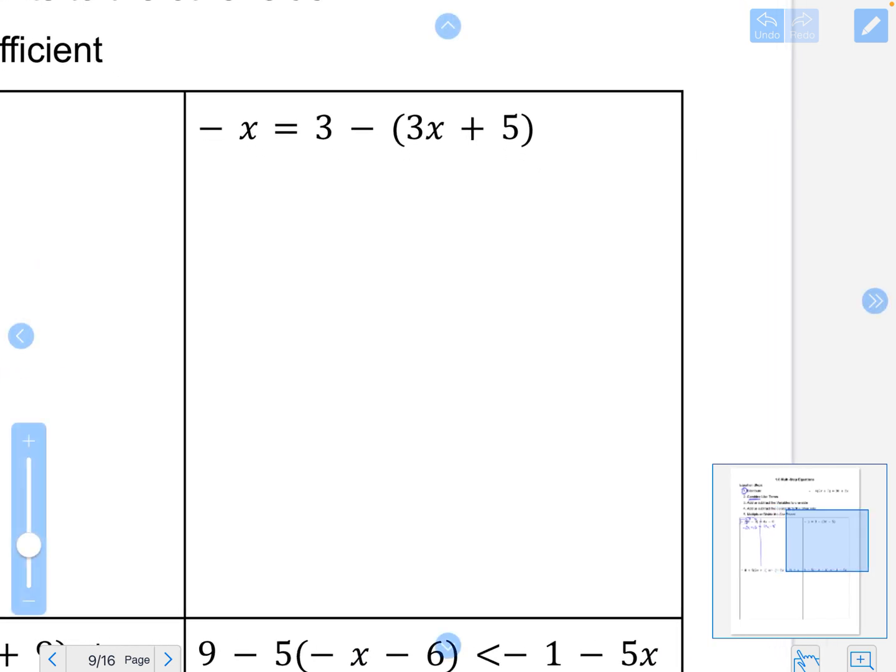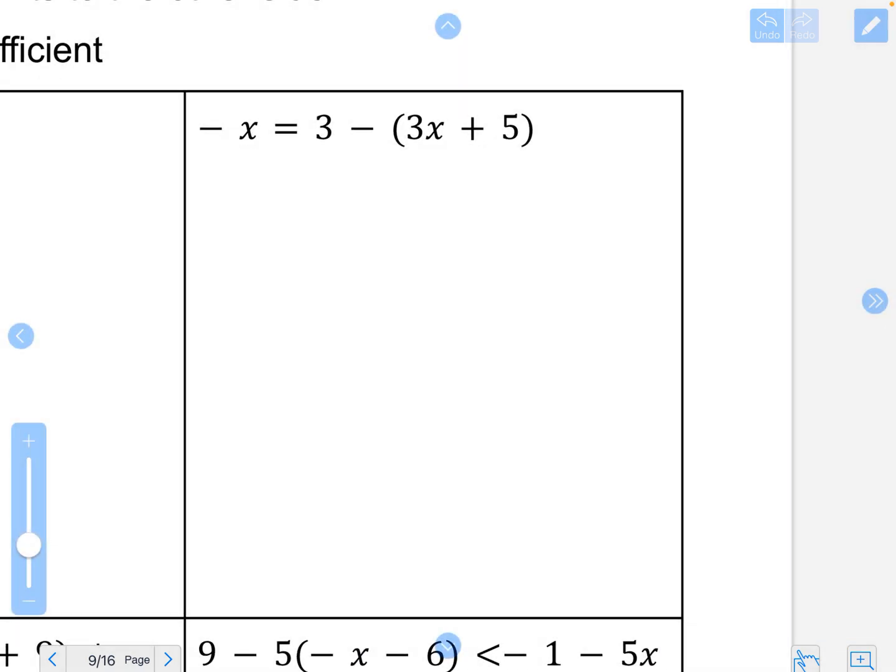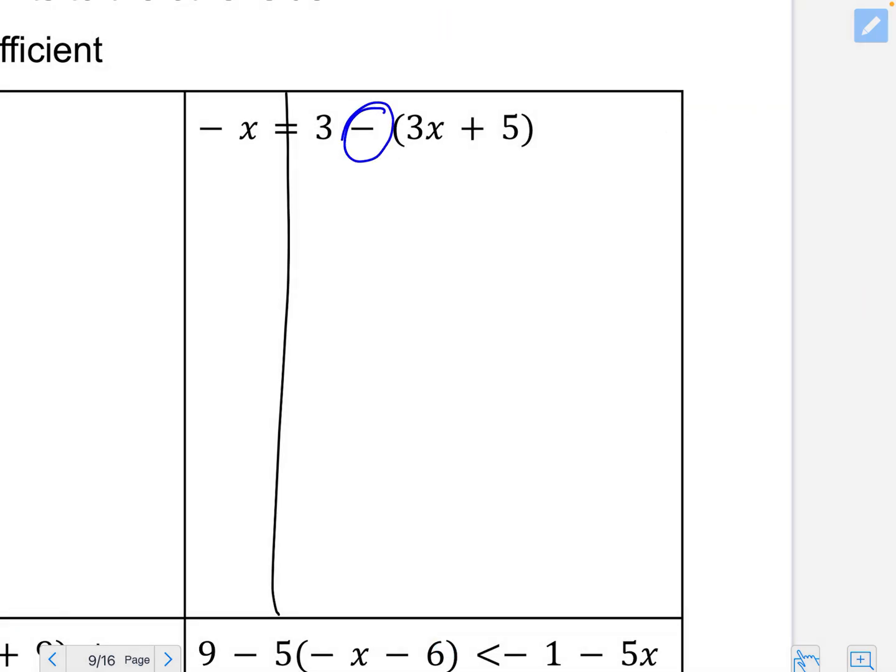All right, so this one's a little bit more complicated. So we're going to draw that line down our equal sign to help us out. And now we've got a parentheses, and we have an invisible number and a negative next to our parentheses. So that invisible number is a 1.